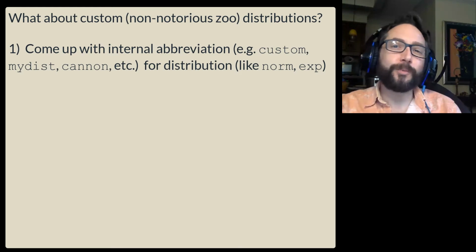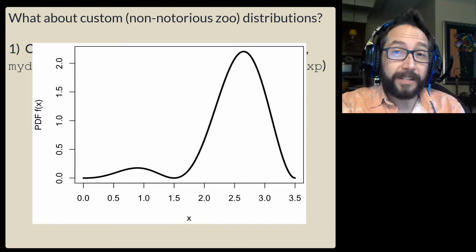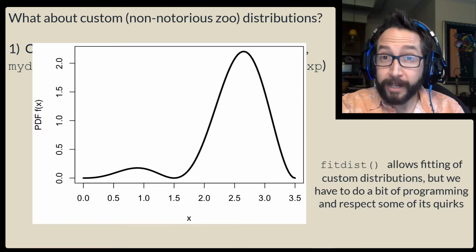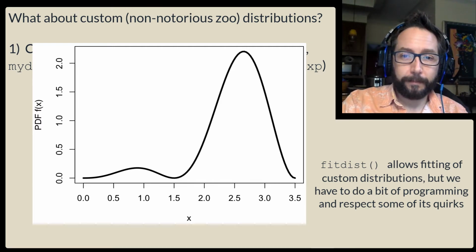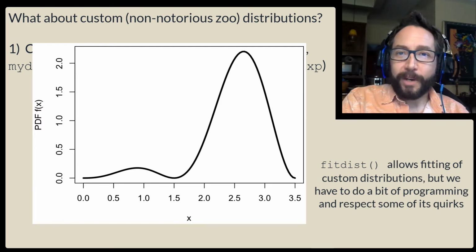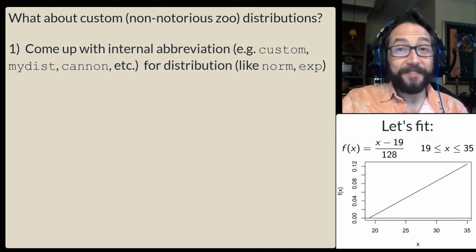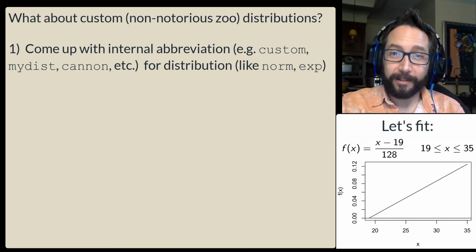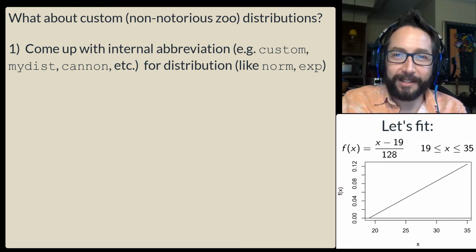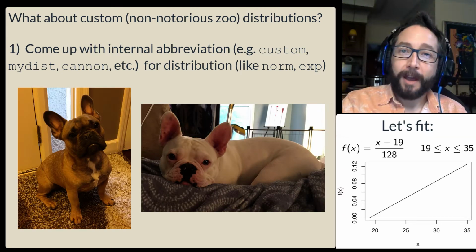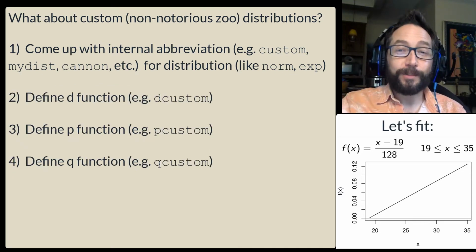All right, so what happens when we want to fit a distribution that's not part of our notorious zoo? Well, fitdist allows us to do that. We just have to define a trio of functions for that to happen. So in order to fit our own custom distributions, number one, we have to come up with an abbreviation that we want to use to call our distribution. You can just call it custom, you can call it mydist, whatever you'd like to. Knock yourself out. But once you've identified your abbreviation, you need to define 3 functions that use that abbreviation.